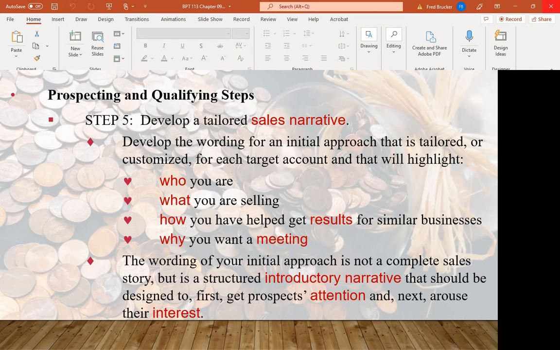The wording of that initial approach, again, it's not going to be a complete sales story, but it's a structured introductory narrative that should be designed to get a prospect's attention and then arouse their interest.